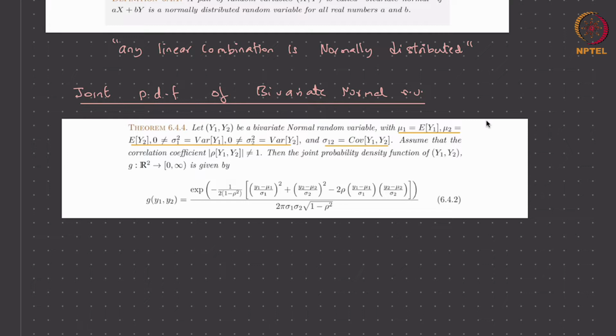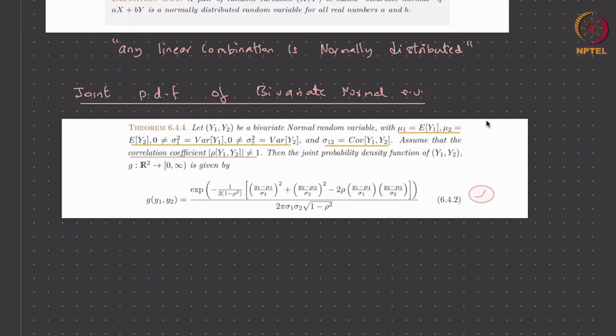In this lecture, we will assume one interesting fact, which you may not understand why right now, but in the proof it will be clear why. If the correlation coefficient is not equal to 1, that is, if the two random variables are not perfectly correlated, then the joint density is given by this expression 6.4.2. That's the aim of this lecture, to show this.